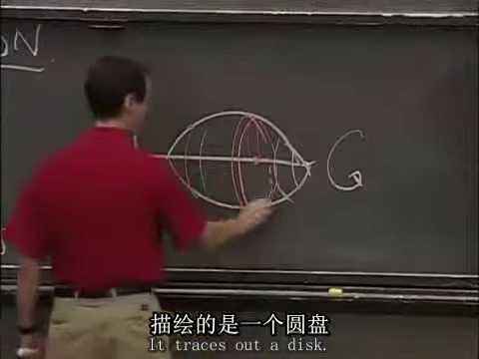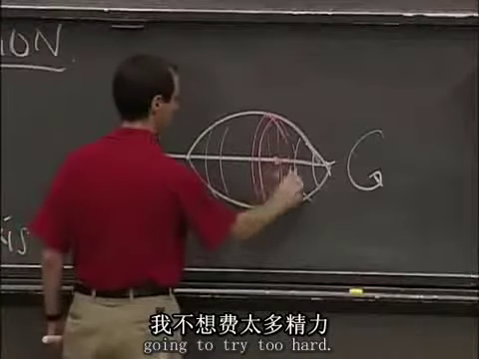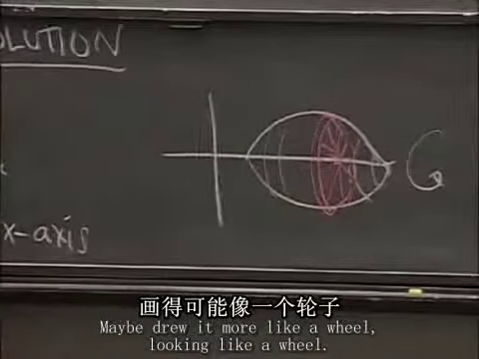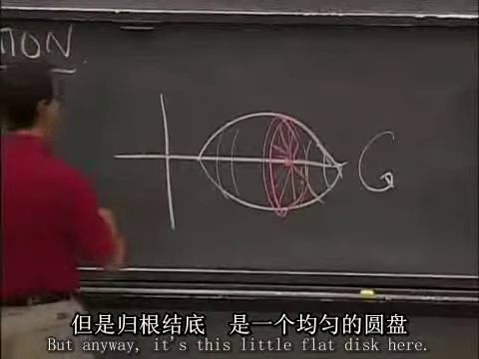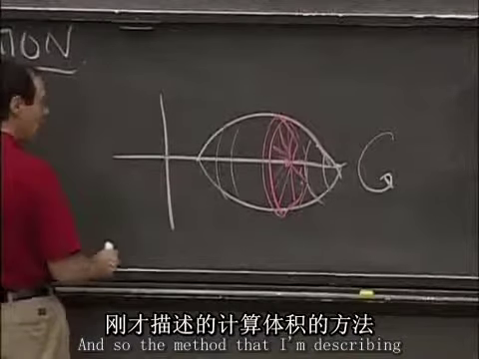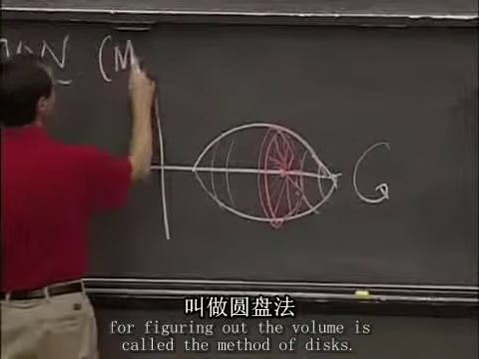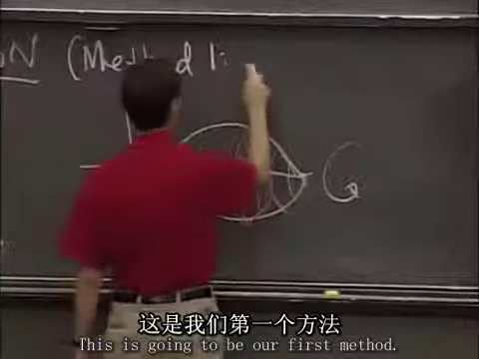All right? So it's hard for me to draw, and I'm not going to try too hard. Maybe I drew it more like a wheel, looking like a wheel. But anyway, it's this little flat disk here. And so the method that I'm describing for figuring out the volume is called the method of disks. This is going to be our first method.